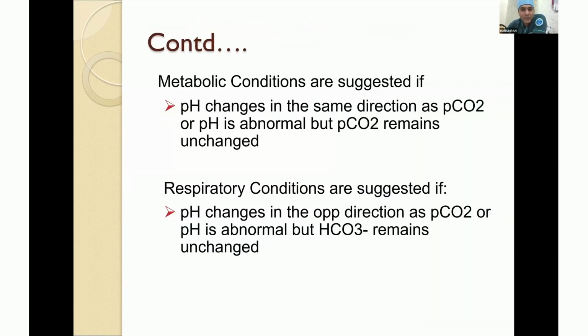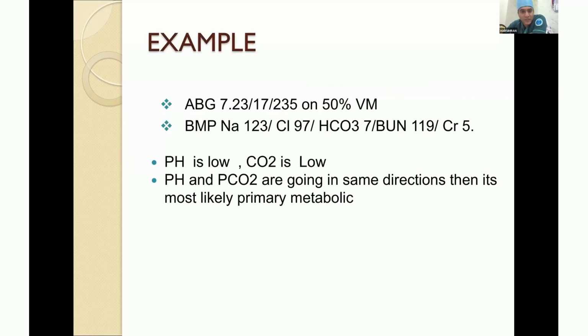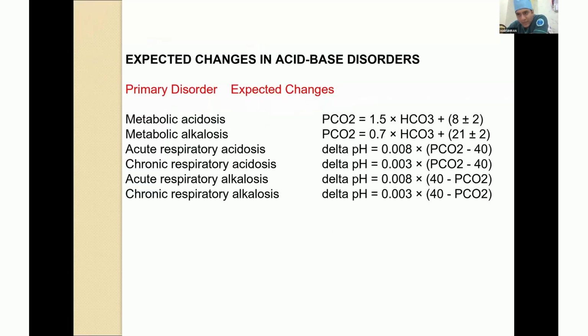Metabolic changes are suggested if pH and PCO2 change in the same direction, and respiratory changes if they change in opposite directions. So pH is low, PCO2 is low, pH and PCO2 are going in the same direction. So the primary pathology is metabolic. For metabolic we apply Winter's formula, and check the values to see whether compensation is adequate or not.